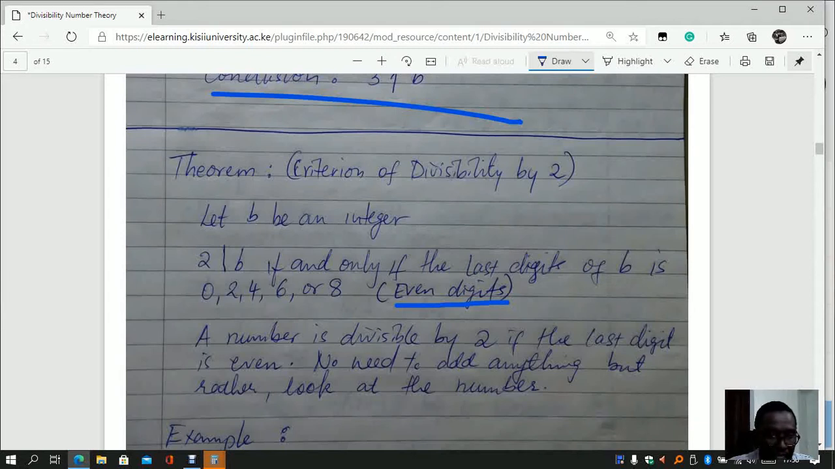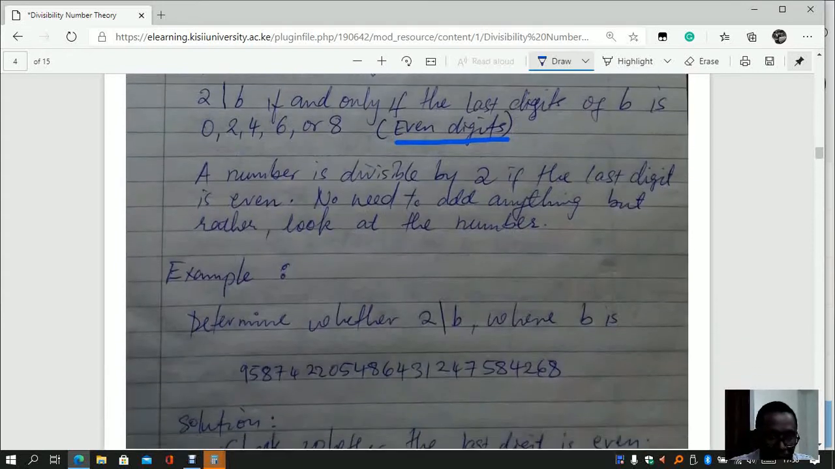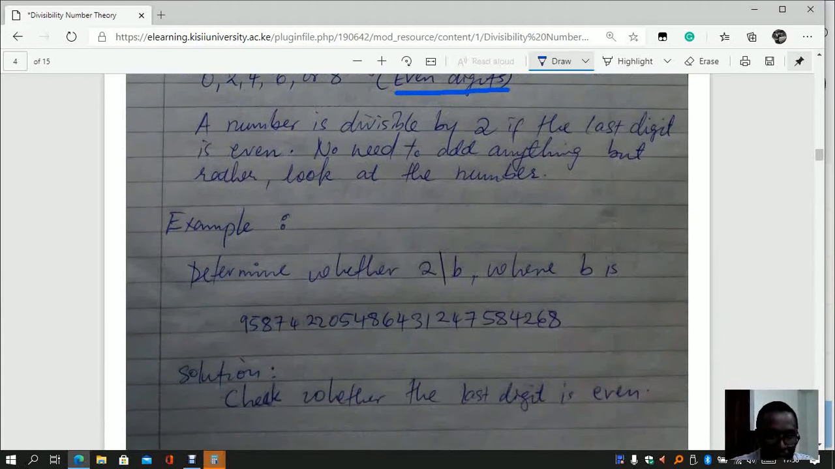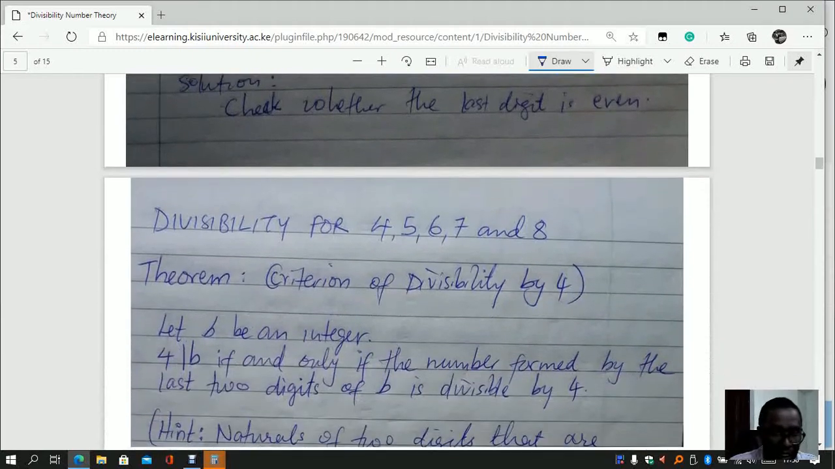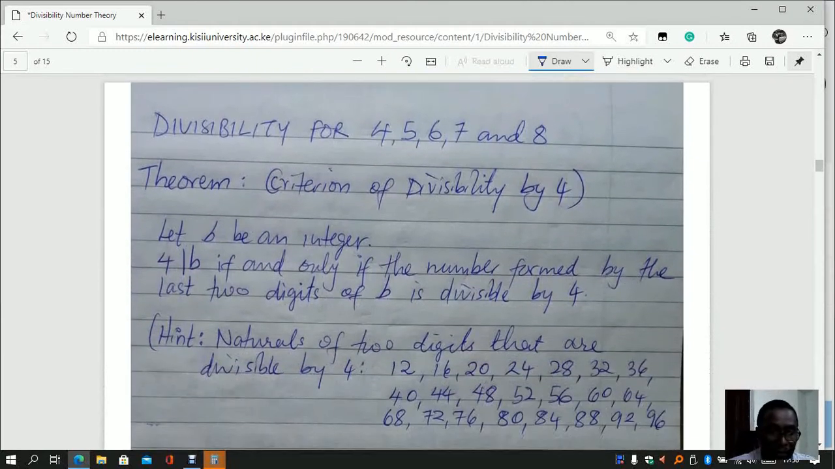Let B be an integer. 2 divides B if and only if the last digit of B is an even number, that is 0, 2, 4, 6, or 8. So you can look at this number. Does 2 divide B? Let B be this number. When you look here, yes, this is an even number. Yes, 2 will divide this number. So no need of checking that. That is very simple.